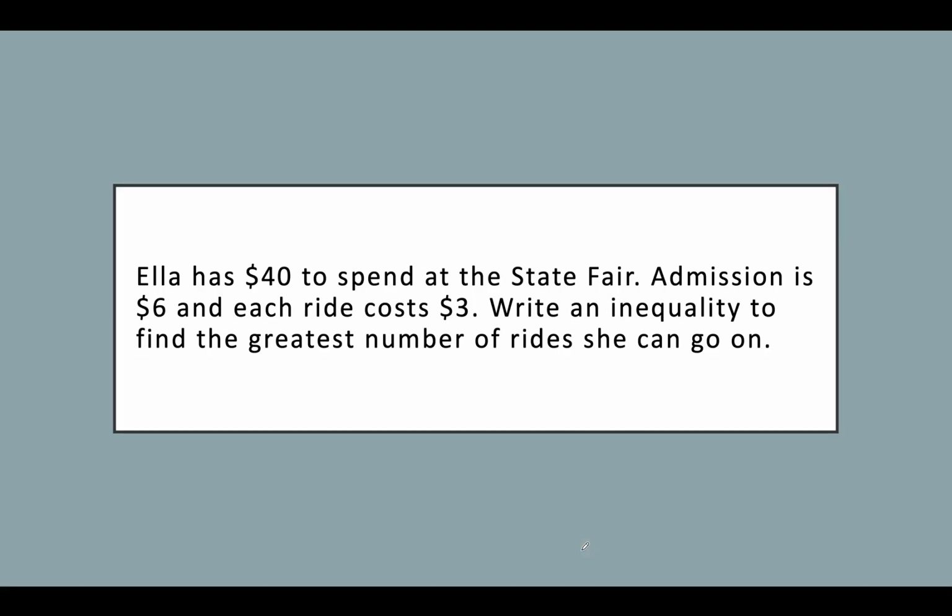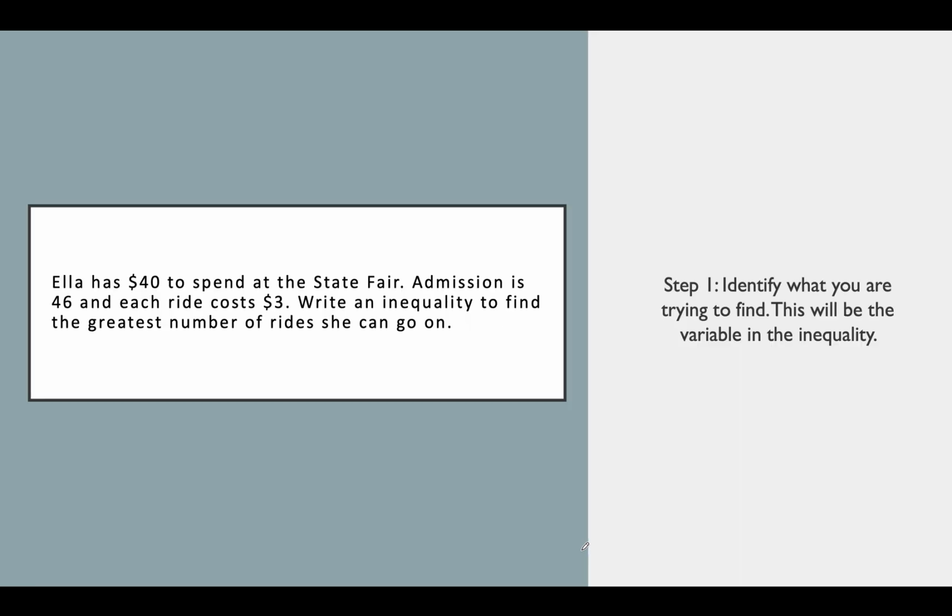The third example says Ella has $40 to spend at the state fair. Admission is $6 and each ride costs $3. Write an inequality to find the greatest number of rides she can go on. So step one, what is it that we're trying to find? Take a second to think about it.